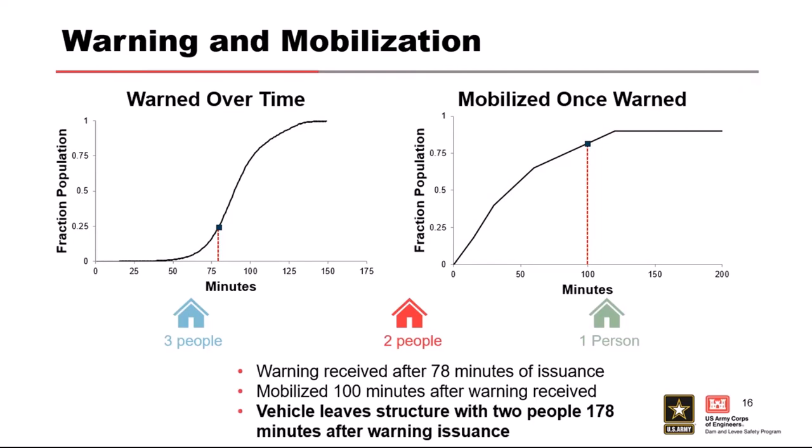So in this iteration for LifeSim, for this structure, two people will leave that structure in a vehicle 178 minutes after the warning is issued. That's just on one iteration. That's one structure. The next iteration, those two people may not evacuate at all. They may evacuate almost immediately. It all depends on where they get sampled along those functions. What this does by sampling per evacuating group in the structures is it recreates these functions at the community level.